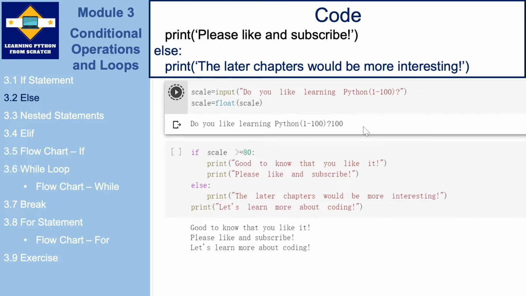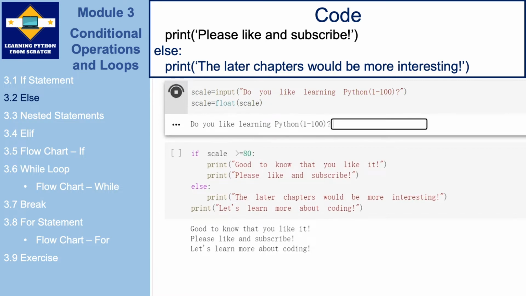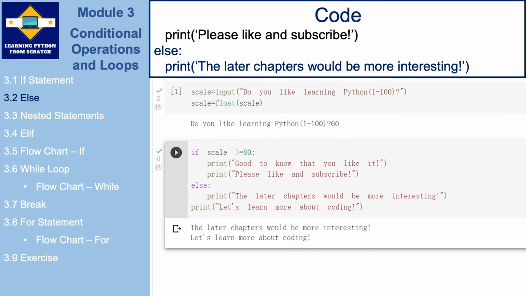Now we change the input to 60. And the output is "The later chapters will be more interesting. Let's learn more about coding", since 60 is less than 80. An else statement should have the same indentation level as the if statement. To delete an indentation level, you can press Shift plus Tab or backspace. The action taken when the else condition is met has to have one indentation level higher than the else statement.